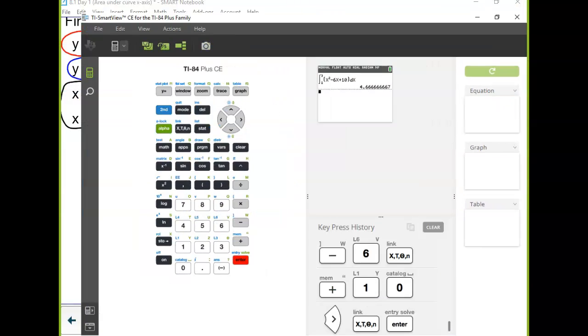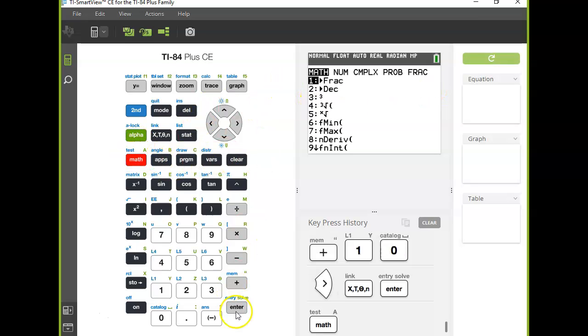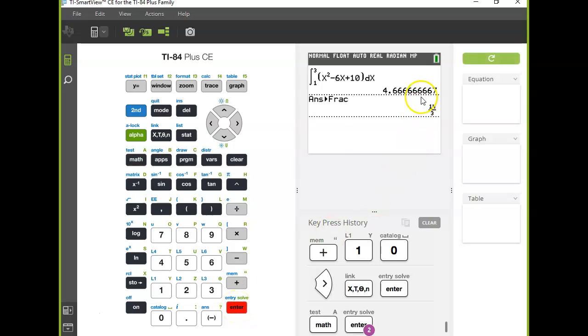I'll show you what I got. So I trusted my algebra, plugged in this one. I got 4.66 repeating. What I want to do then, just to make sure that it matches, is I'm going to go to the math button, option 1 is fraction, and 14/3.